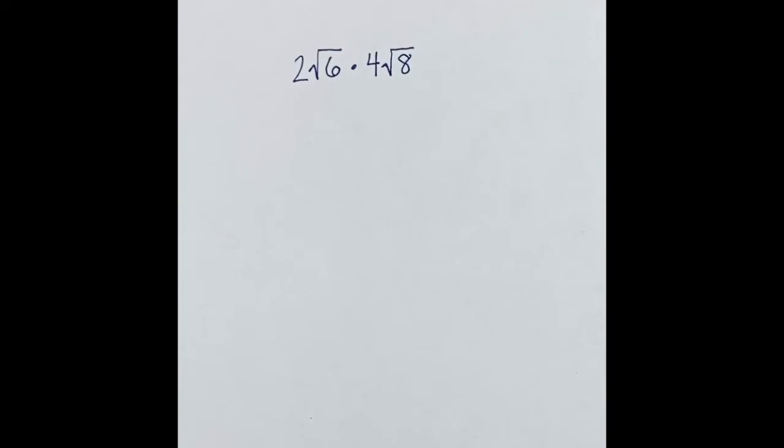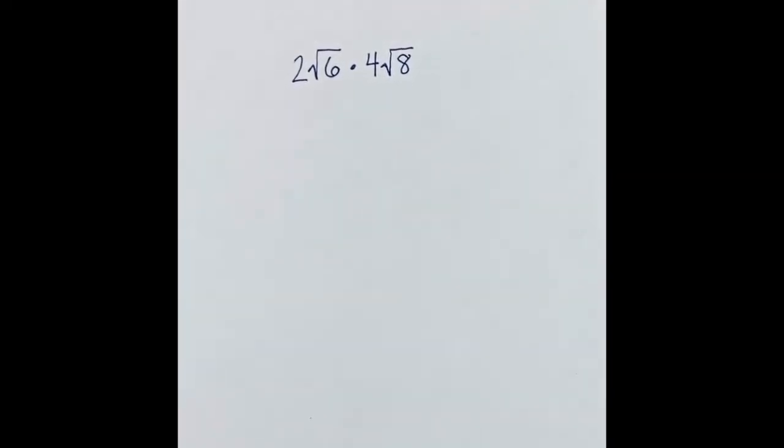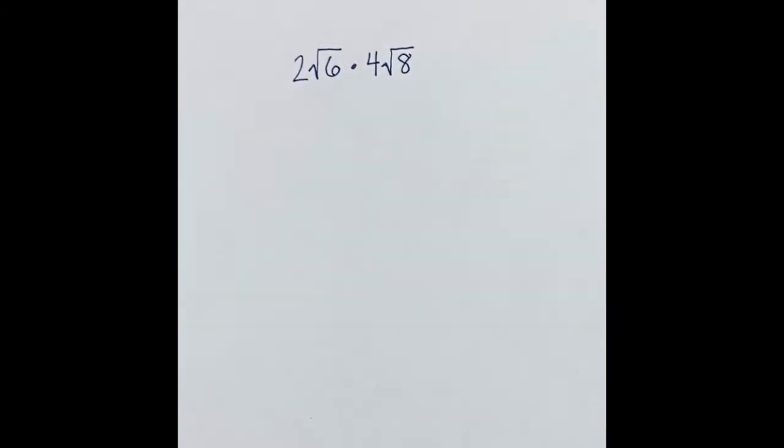Today we have a special treat for you. Today Mrs. Savage and I are going to show you the exact same problem worked through in two different ways. So we have two radical terms being multiplied together.